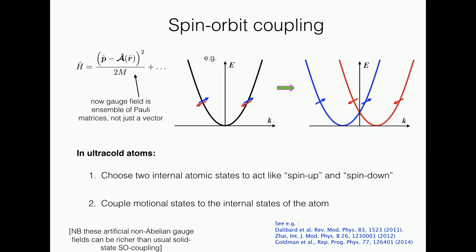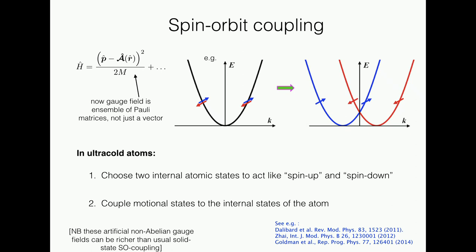A simple example of this is you can think about the effect of the magnetic vector potential in momentum space as shifting the minima of a dispersion. And now in a simple spin-orbit coupled system, it means that one spin will be shifted one way and the other spin will be shifted the other way. This is a classic example of what spin-orbit coupling looks like as we draw it in momentum space. And so, of course, you get this for free with electrons.